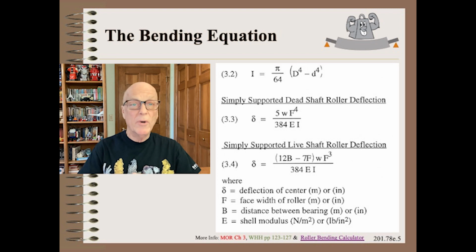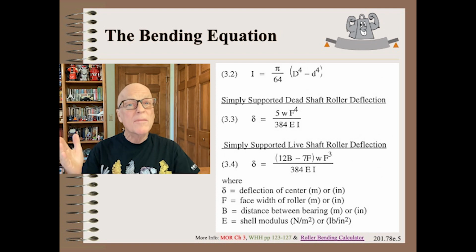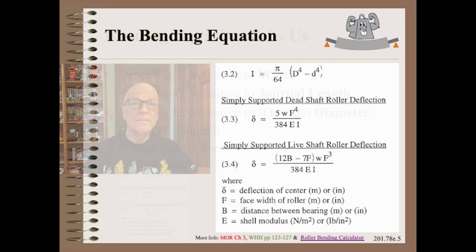The bending equation is quite simple, something you could do on any scientific calculator or even a slide rule. The parameters are roller diameter, the width of the roller, the width between the bearings, and the modulus of the shell. Pretty simple for engineers and other techs.